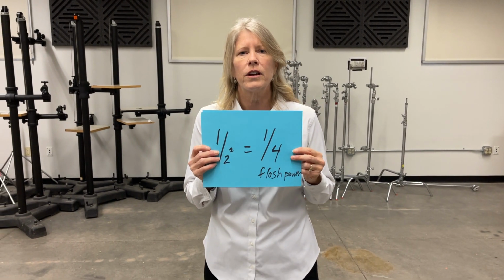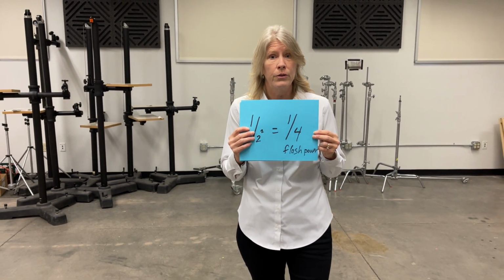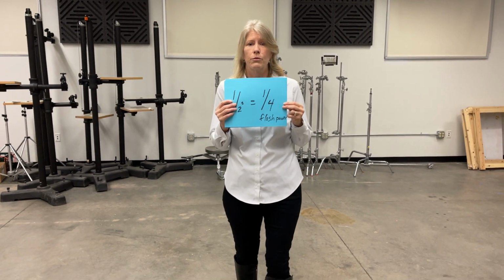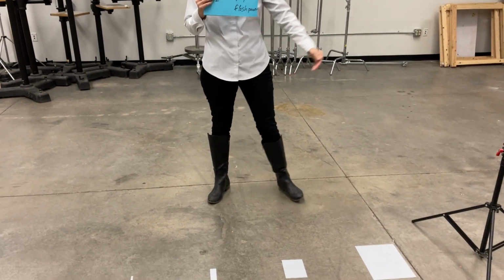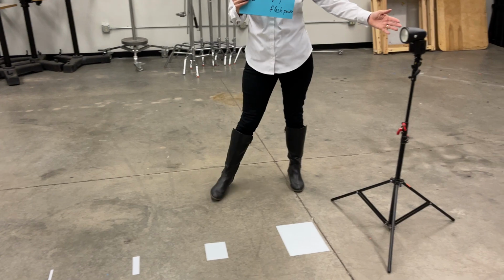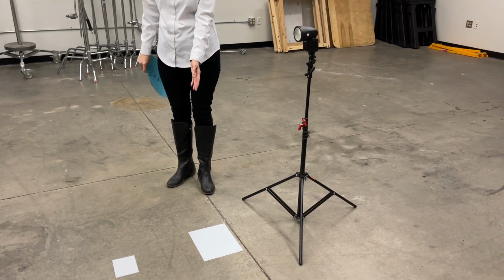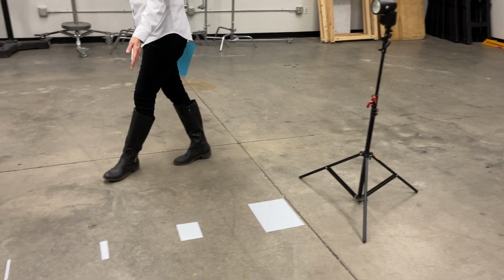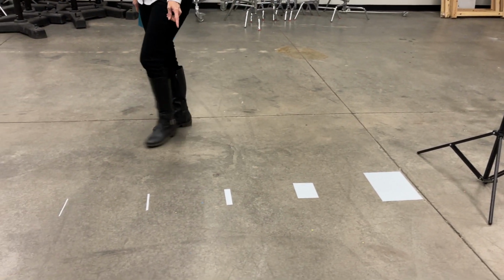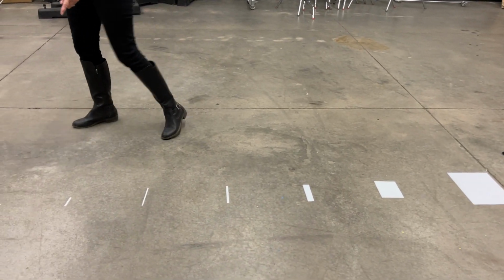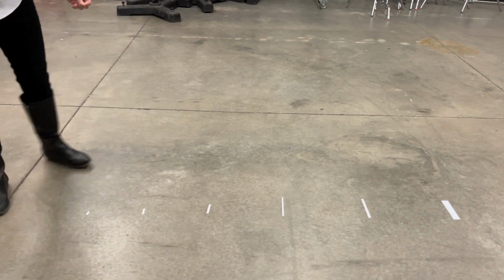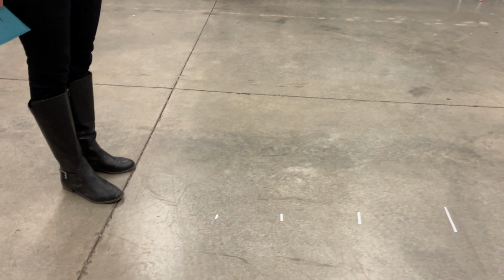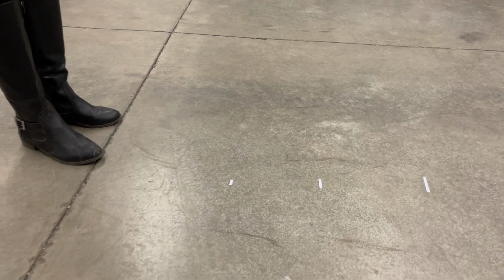So let's take a look at what that looks like on the ground if we had light that would represent that distance. So with our flash head and our subject 1 foot apart, we have full power. As we continue multiple feet away, you see that flash falls off exponentially until when you get to 10 feet away, you have almost no flash illuminating your subject.